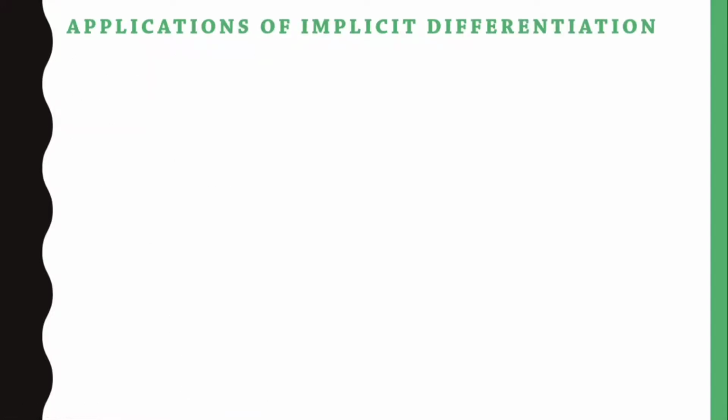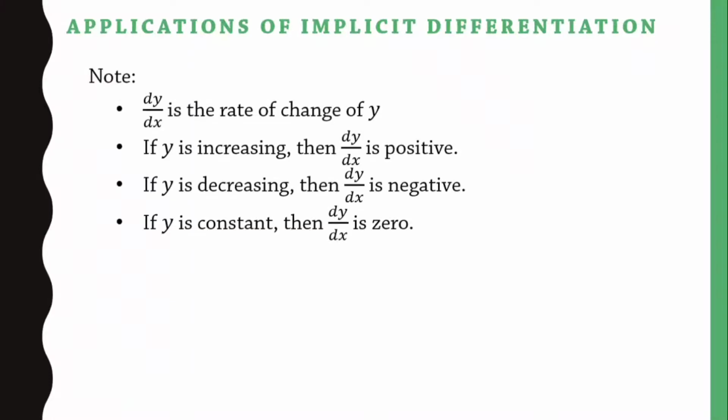Okay. There are various applications of implicit differentiation. But first, we have to take note that dy over dx simply means the rate of change of y. So, if y is increasing, then dy over dx is positive. If it is decreasing, then dy over dx is negative. And if it is constant, or if it does not change, then dy over dx is 0. Take note, the same will be true with other variables.